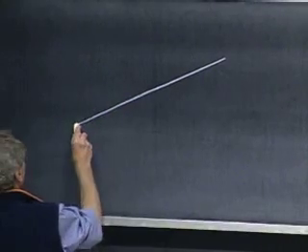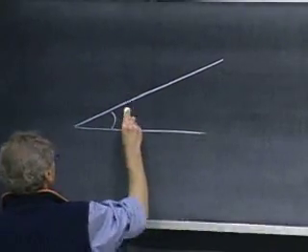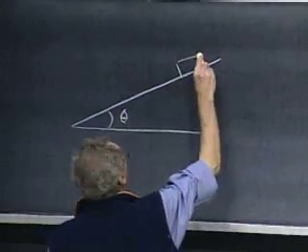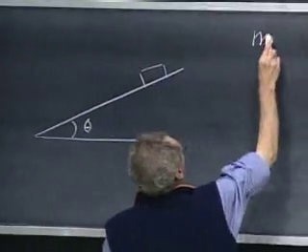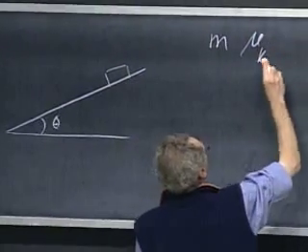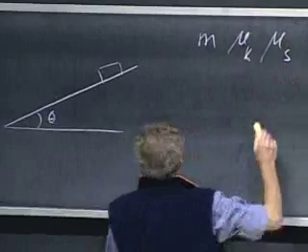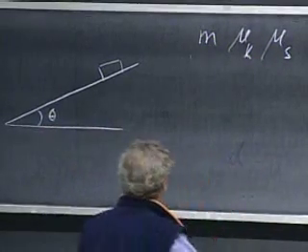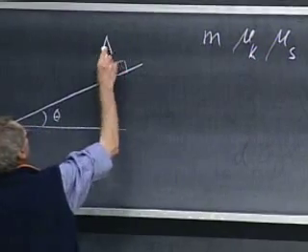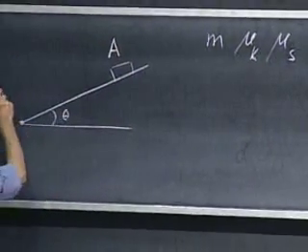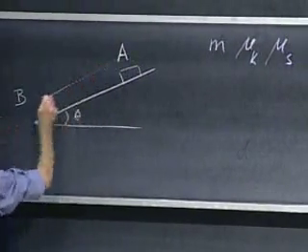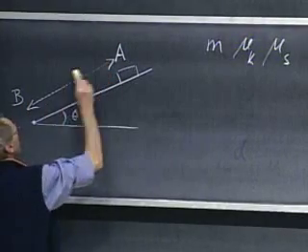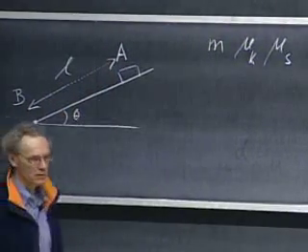Let's start with a simple example of an incline at an angle theta. I have here an object of mass m, the kinetic friction coefficient is mu k, and the static friction coefficient equals mu s. This point here, let that be point A, and let the bottom of the incline be B, and let the distance between them along the slope be L.